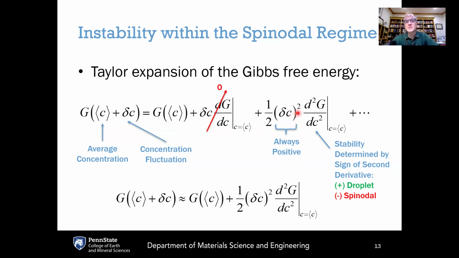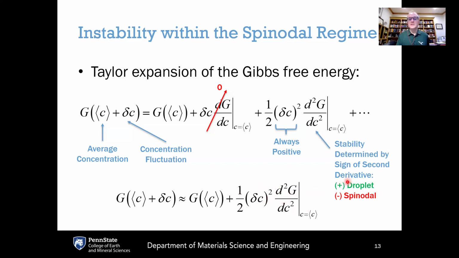And if the delta C squared is always positive, what is the contribution to the Gibbs free energy as a result of the concentration fluctuation? Is it going to be a positive contribution, or a negative contribution? Since delta C squared is always positive, the sign of the change of the Gibbs free energy is entirely determined by the sign of the second derivative of the Gibbs free energy with respect to concentration. So we can approximate the Gibbs free energy of the system, including the concentration fluctuation, as being equal to the Gibbs free energy of the average concentration, plus this quadratic term, 1/2 delta C squared times the second derivative.